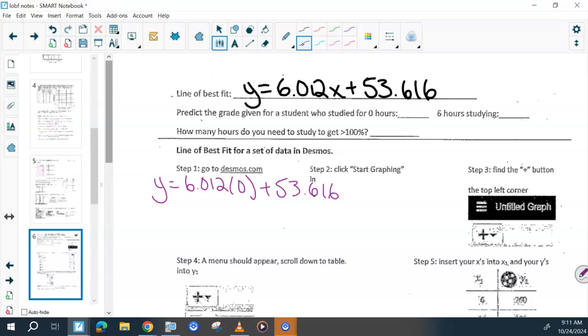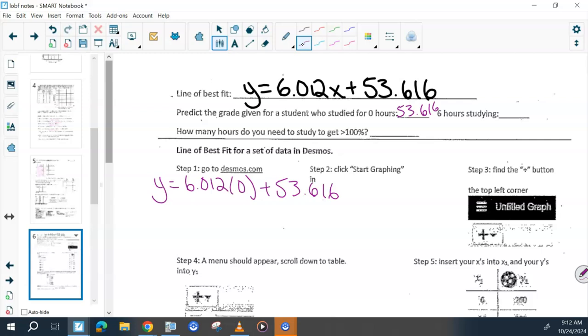So this would be 0. My y value would be this, 53.616. If it says to round, pay attention to that. I'm just going to put that in. You could do that for the next one, but I'm going to show you how to do that one in the calculator.